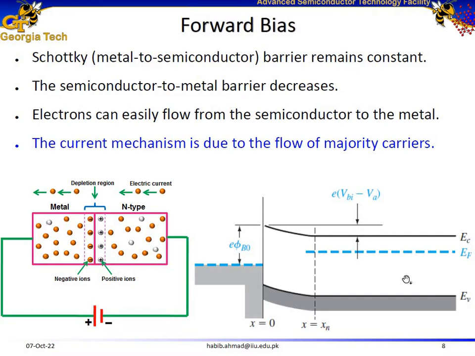And this current mechanism is due to the flow of electrons. This is an N-type semiconductor material. Electrons are majority carriers in N-type semiconductor. So the current mechanism in Schottky barrier diodes is due to the flow of majority carriers. In the PN junction diodes, we discussed that the current flow is due to minority carrier diffusion. But in case of Schottky barrier diodes, the current flow is going to be due to the majority carriers, or for an N-type semiconductor, it's due to electrons.